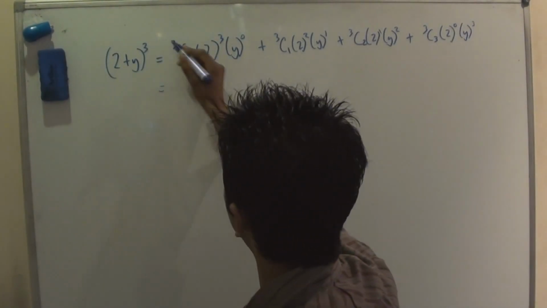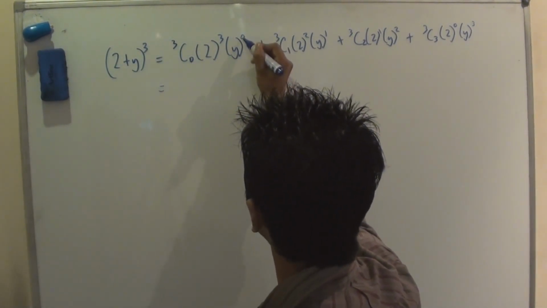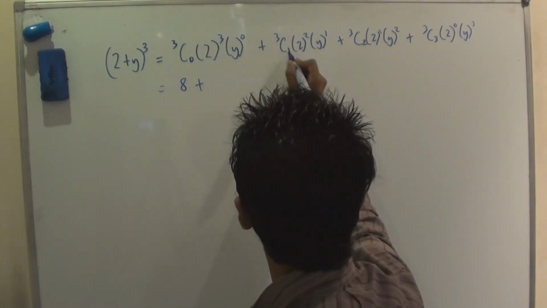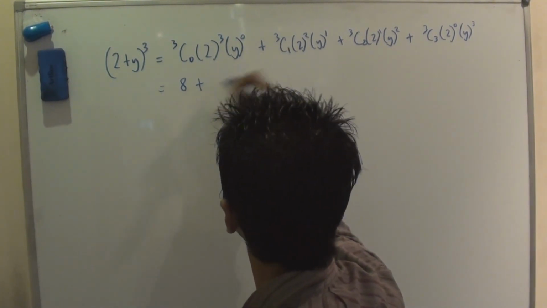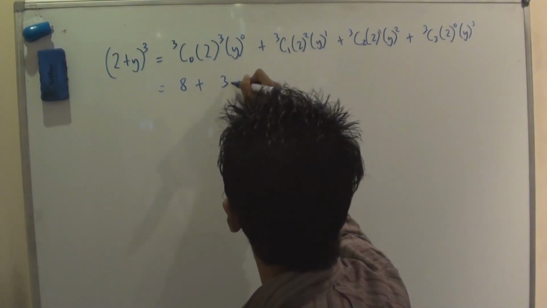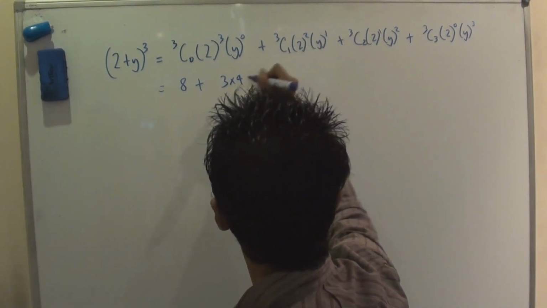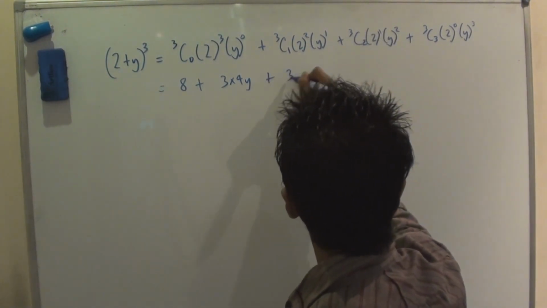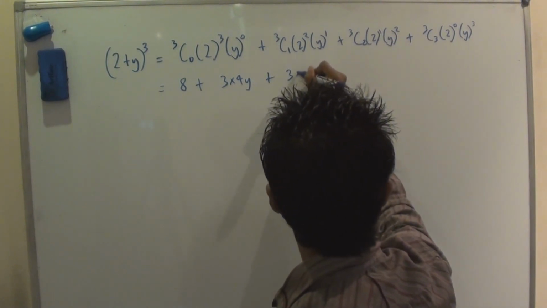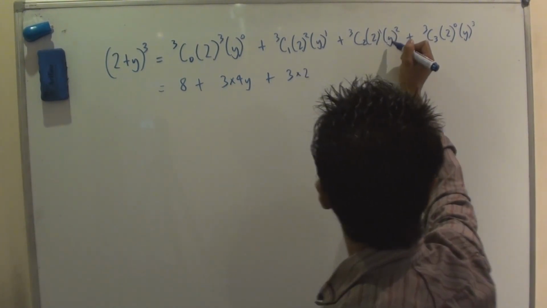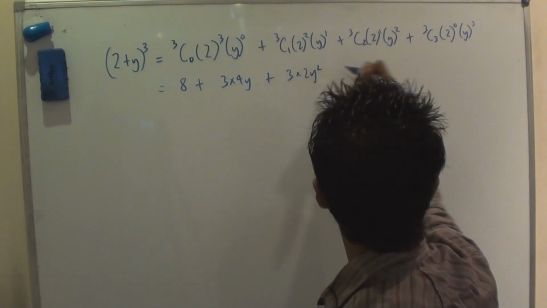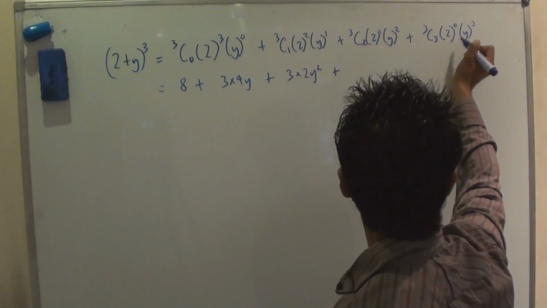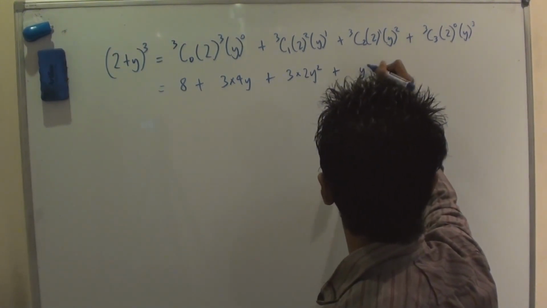Next, let's start to simplify. 3 choose 0 is 1, y to the power of 0 is 1, 2 to the power of 3 is just 8. Next, 3 choose 1 is 3, 2 squared is 4, and then y to the 1 is just y. Plus 3 choose 2 is 3, times 2 to the power of 1, which is just 2, and times y squared. And finally 3 choose 3 is 1, 2 to the power of 0 is 1, and y to the power of 3, so it's just 1 times y cubed.